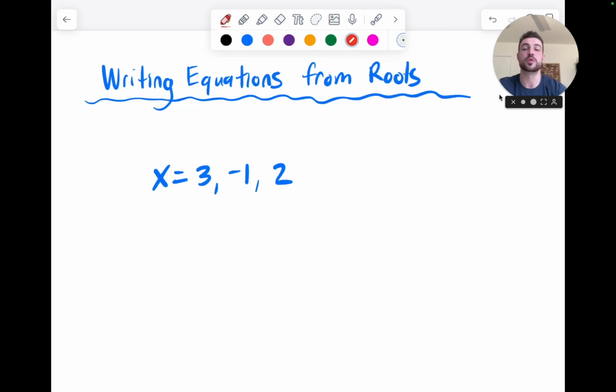Today we are going to work on writing equations from the roots. This entire time we've kind of gone the other way. We've taken the polynomial equations, factored or used the rational root theorem to break apart that polynomial into factors, and then gone from the factors to their solutions. Now we're going to go the other way. It really is the exact same process but backwards.